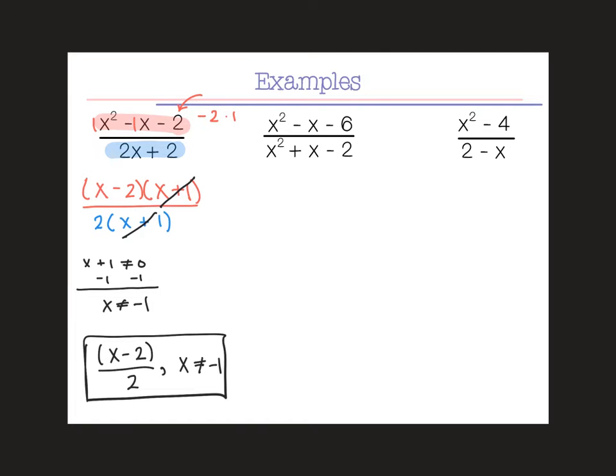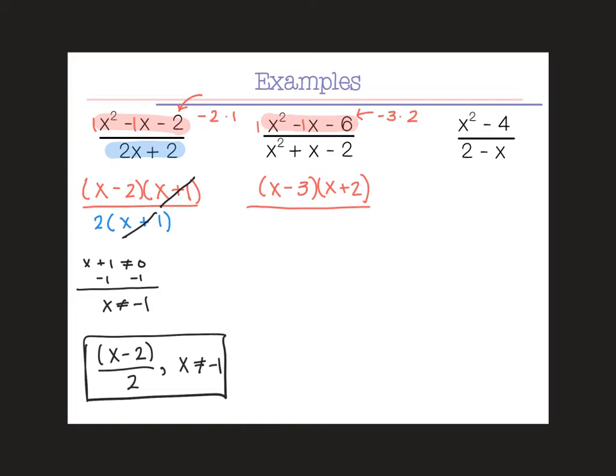For the second example, I'm going to start doing the same thing. I'm going to focus on the numerator first. Again, it's an a equals 1 problem. I need factors of -6 that add to be -1. So that's -3 times +2. So this would factor to x minus 3, x plus 2.